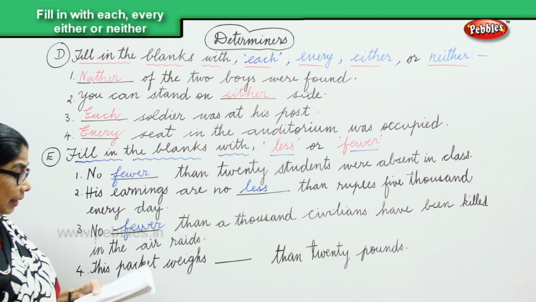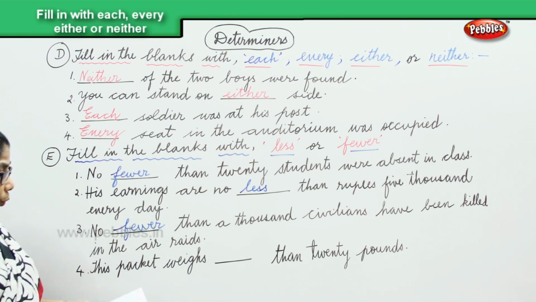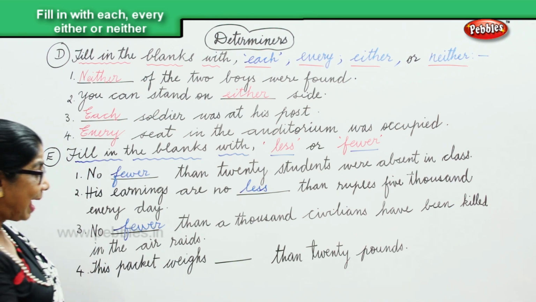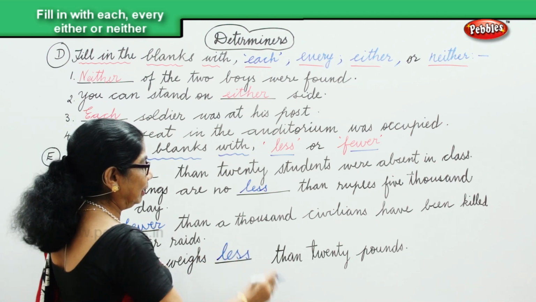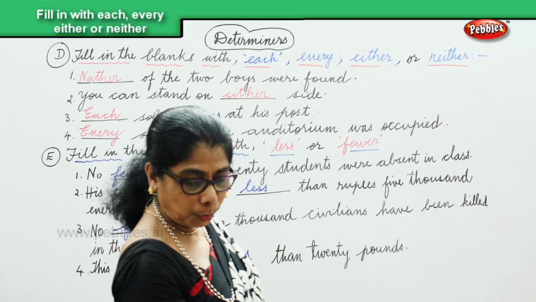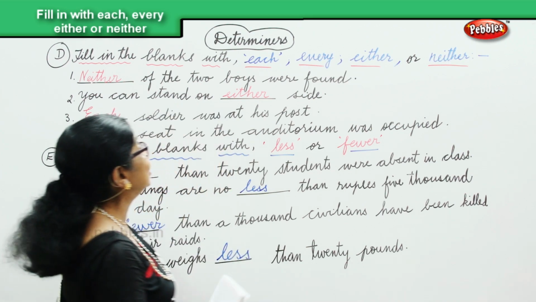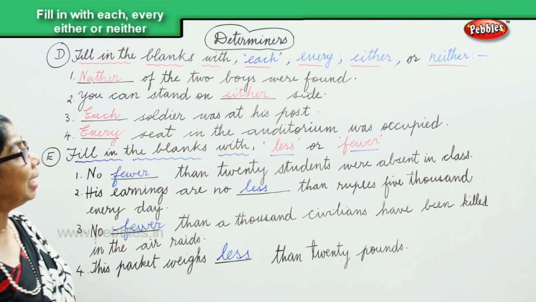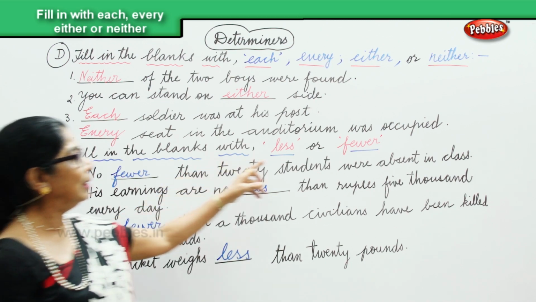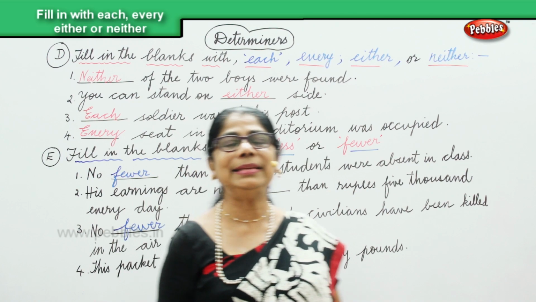And finally, this packet weighs less than 20 pounds. We have learned to fill in the determiners each, every, either, neither, less and fewer in these sentences.